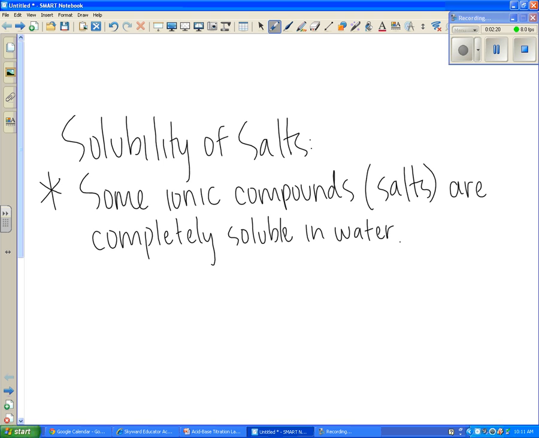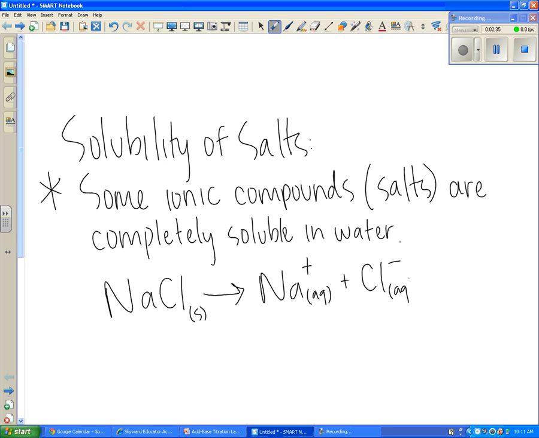For example, sodium chloride. When sodium chloride is dissolved in water, it completely breaks up into sodium ions and chloride ions. Every single unit of NaCl breaks into sodium ions and chloride ions. So when all is said and done, we have a solution of sodium ions and chloride ions.